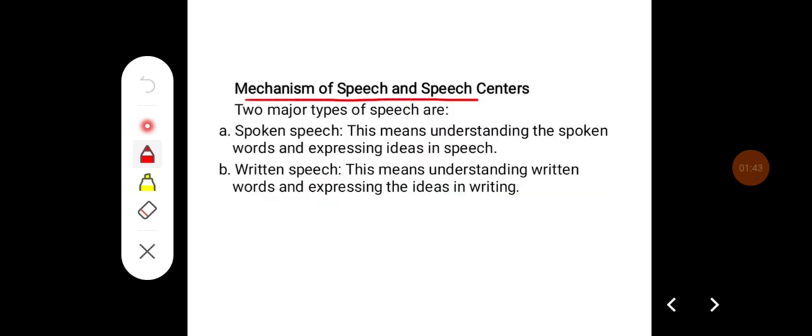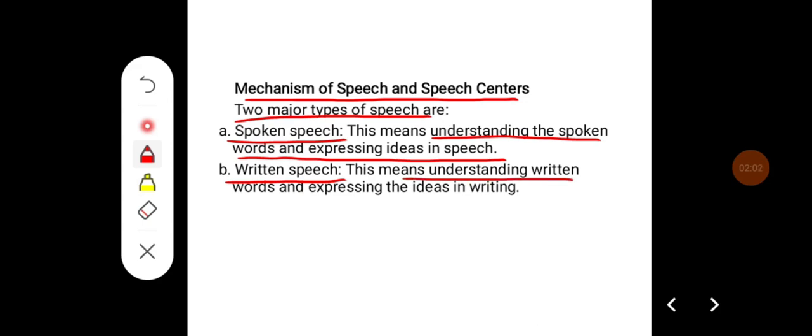The mechanism of speech and speech centers. There are two major types of speech. They are called spoken speech and written speech. Spoken speech means understanding the spoken words and expressing the ideas in speech, whereas written speech means understanding the written words and expressing the ideas in writing.